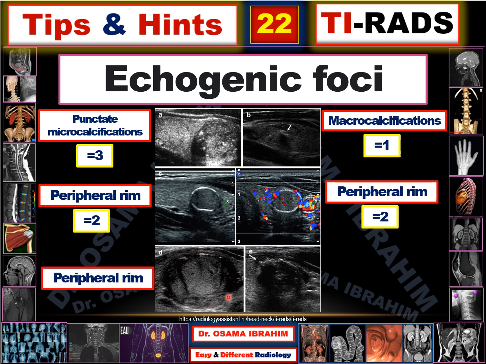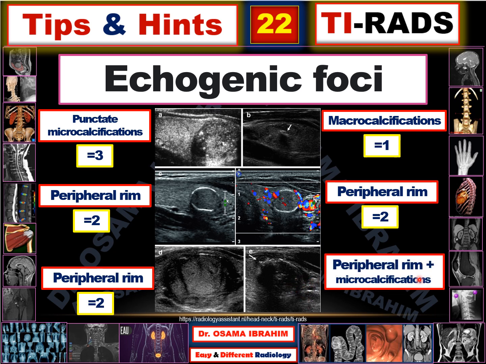However, if you look at this one, there are peripheral calcifications in this nodule, and so it takes score 2. This one has peripheral calcifications and also internal calcification, and this calcification, similar to that one, has diameters less than 1 millimeter, so it is considered a microcalcification. So microcalcification upgrades the score from 2 to 3, so it will take score 3.